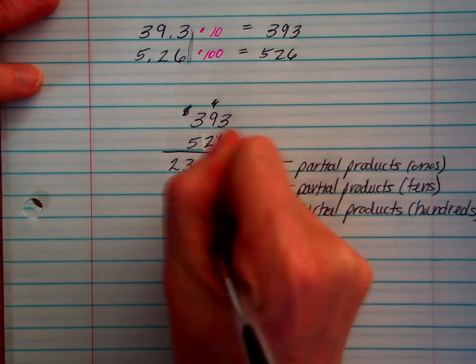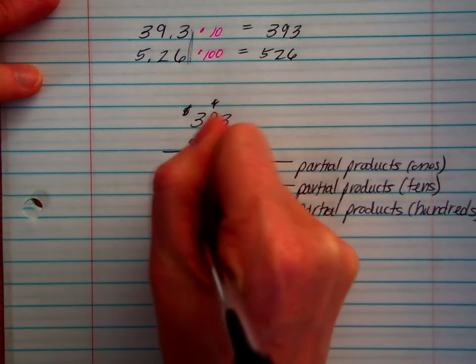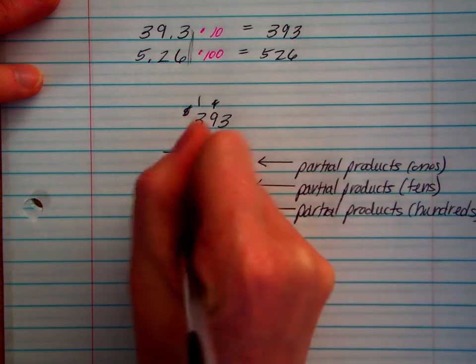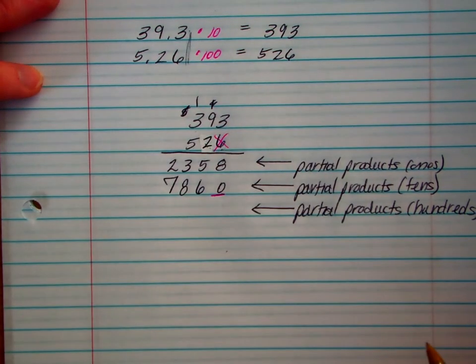2 times 3 is 6. 2 times 9 is 18. Put down your 8. Carry your 1. 2 times 3 is 6 plus 1 is 7. Excellent.